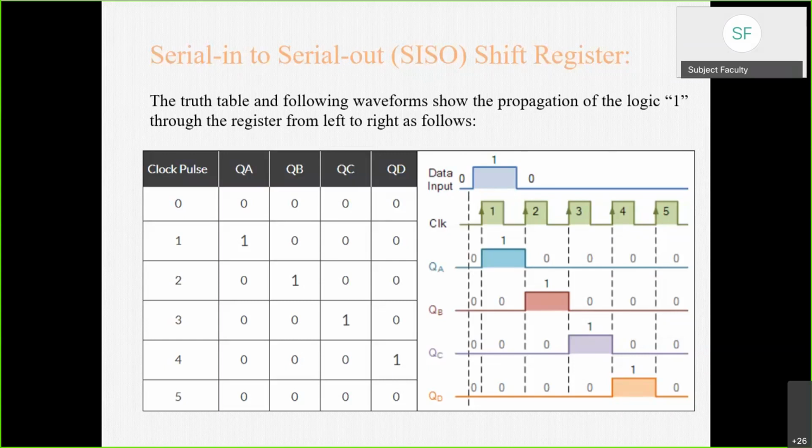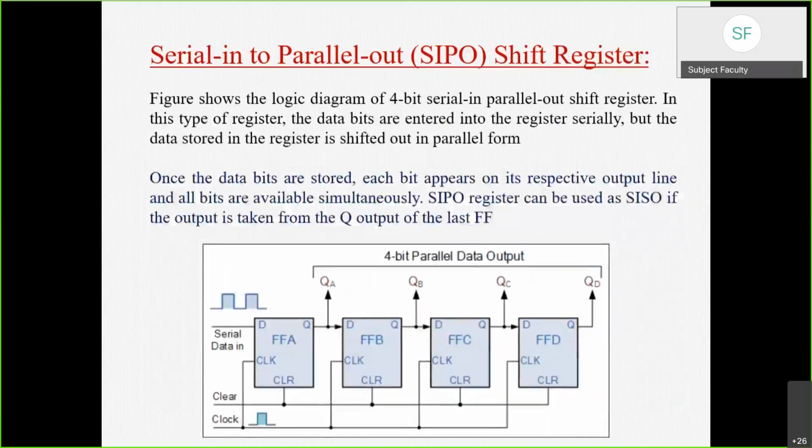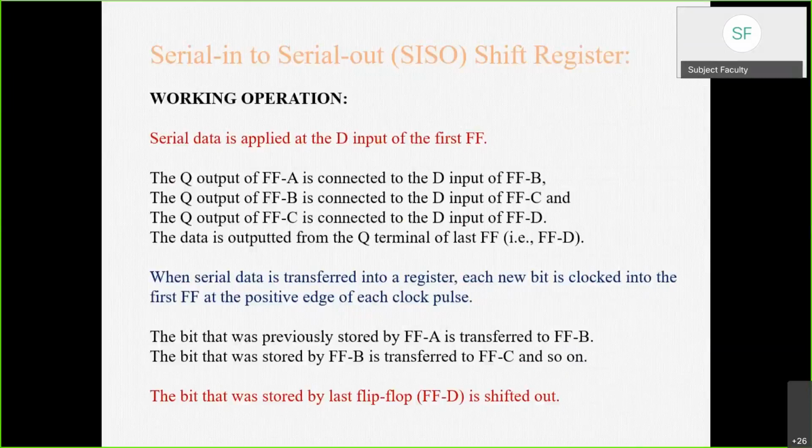I hope it is understood to you. We will see it again in the next lecture as well, so don't worry about it. A few points were remaining on this slide. The bit that was previously stored by flip-flop A is transferred to B. After each clock pulse, the output of A will be the output of B, the output of B will be the output of C, and the output of C will be the output of D.